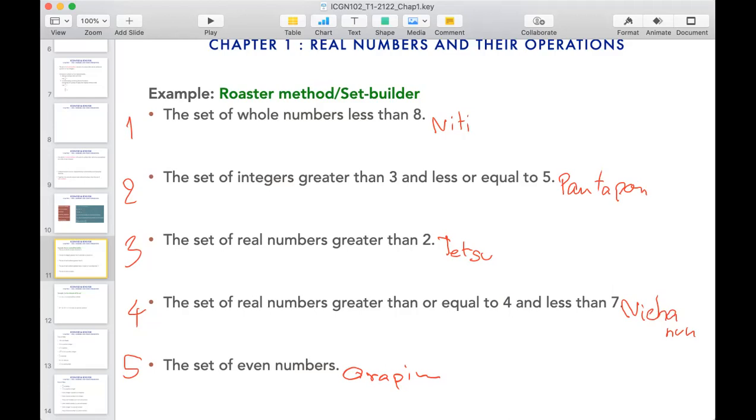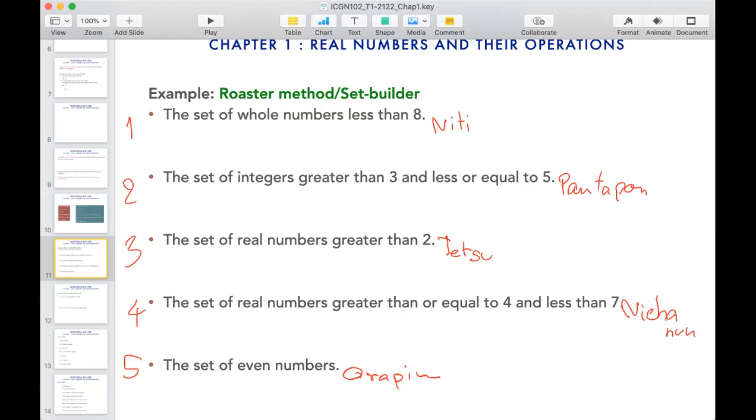Okay, now let's see the condition. The condition here says that we would like the set that is less than 8. Less than 8 means that we have to exclude 8 from our set, right? That's why here we have 0, 1, 2, 4, 5, 6, and then 7. This is correct.